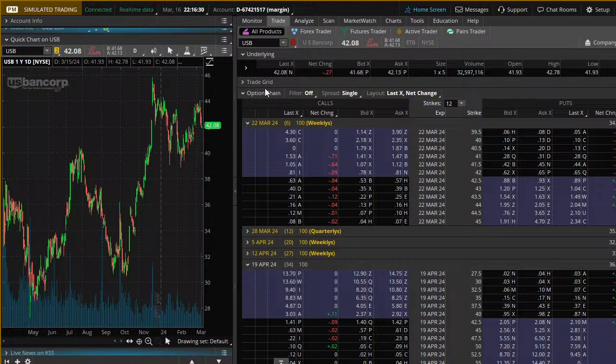All right, so here's the numbers. Are you ready? Last trade, 42.08. Bid, 41.68. Ask, 42.13. The closest one would be the 42, that's right here, and that's going for 78 cents. Now, I'm losing 13 cents right off the top because I'm buying at 42.13. I'm selling the 42s for 78 cents.